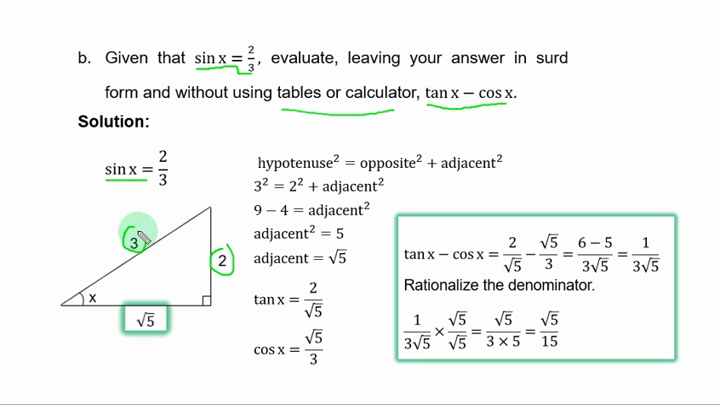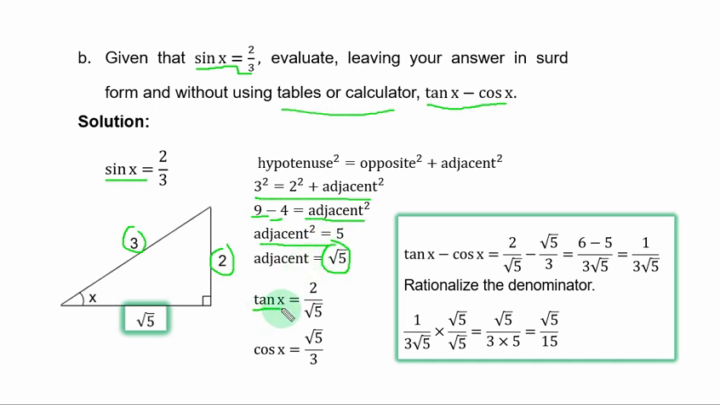By Pythagoras rule, the square of the hypotenuse is equal to the sum of squares on the other two sides. So you have this result. 3 squared is 9. If you transfer 2 squared, it becomes minus 4, equal to adjacent squared. So the square of adjacent is equal to 5. To get adjacent, you take the root of both sides, so you have root 5 as the adjacent.